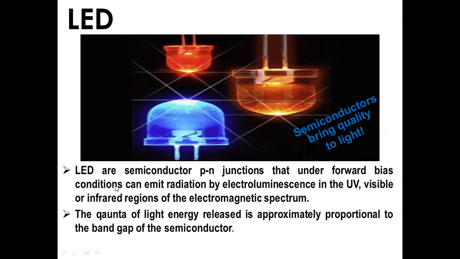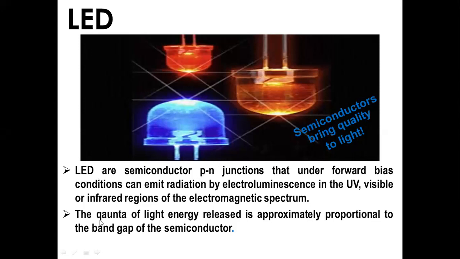Electroluminescence, radiation will be produced. It is going to emit the radiation by electroluminescence in the ultraviolet, visible or infrared region of the electromagnetic spectrum. In the electromagnetic spectrum, it is going to emit the radiations. That is what we call LEDs.